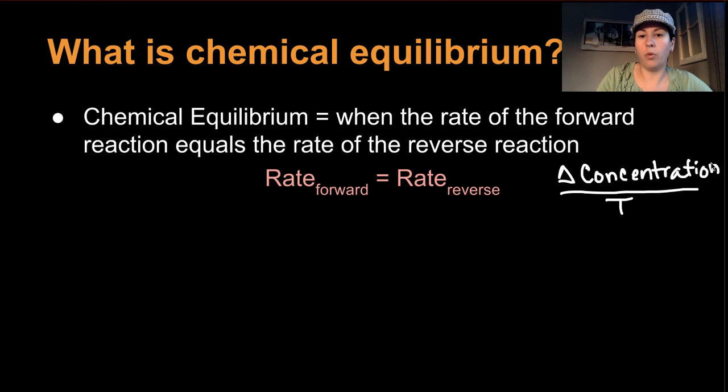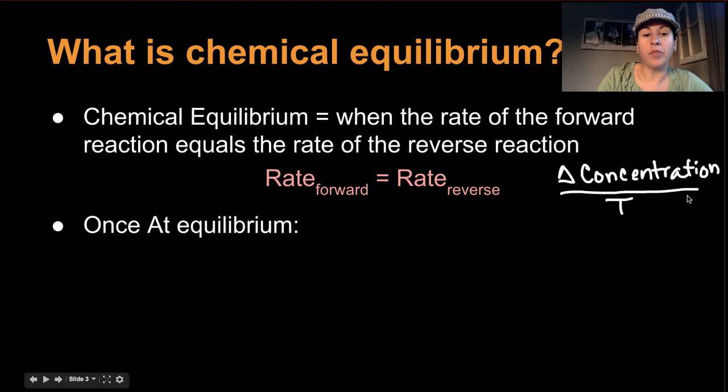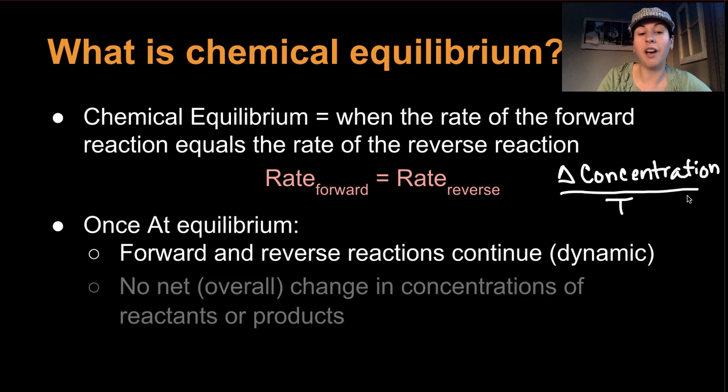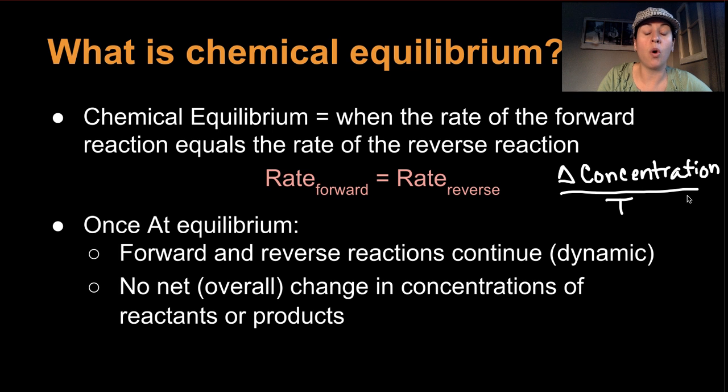And so when that happens, we see a few different things that we can take a look at. Once we are at equilibrium, we know that the forward and reverse reactions continue. They're dynamic, and so they're continuing to happen. The reactions don't stop once they reach equilibrium, which a lot of people think they do. They actually continue to occur, but the rate of them is the same. And so because of that, there's no net change, or no overall change, in the concentration of reactants or products. So once they reach equilibrium, they're at this state where they're not changing the overall concentrations. The reactions are still occurring, but that's not changing.